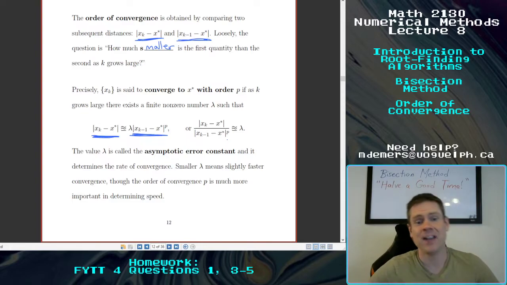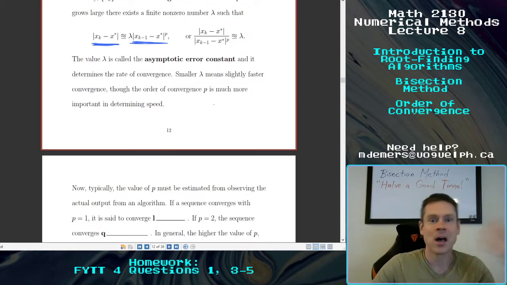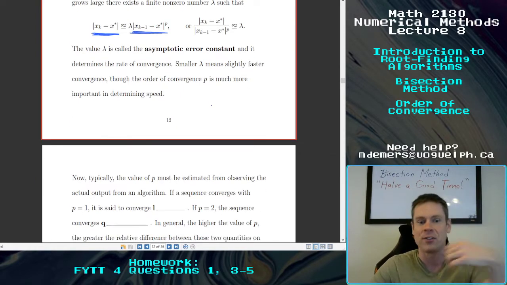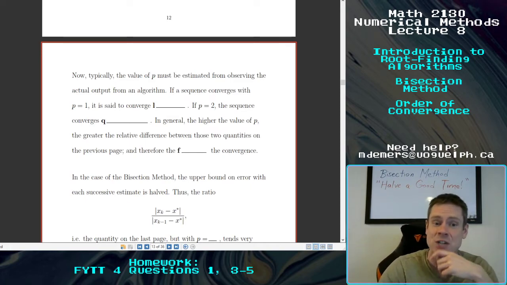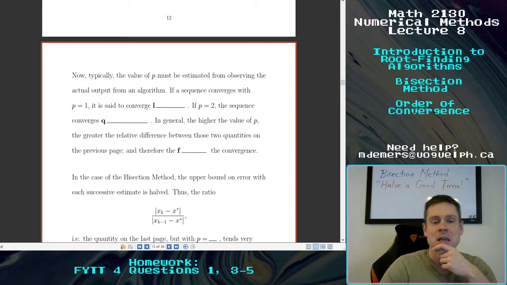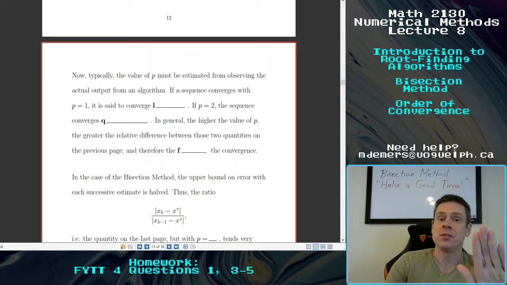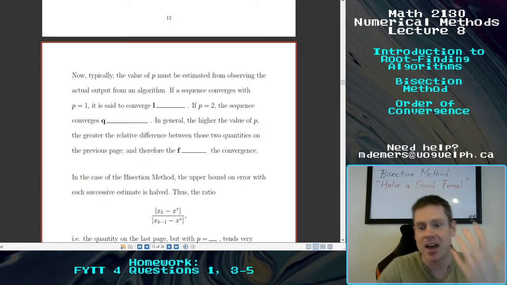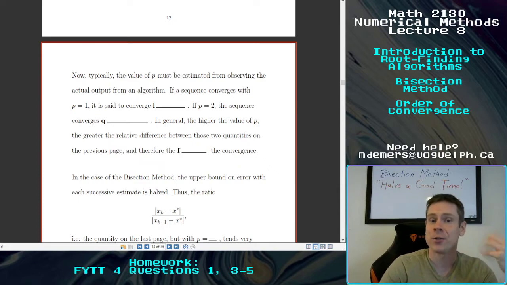In fact, it's much easier to estimate what this is by looking at data for a lot of different functions, a lot of outputs, and so on. So typically the value of p must be estimated from observing the actual output from an algorithm. Okay, the important part for you for now is the larger the p is, the faster the convergence. If p is 1, an algorithm is said to converge linearly. If p is equal to 2, the sequence converges quadratically, maybe not so surprisingly.